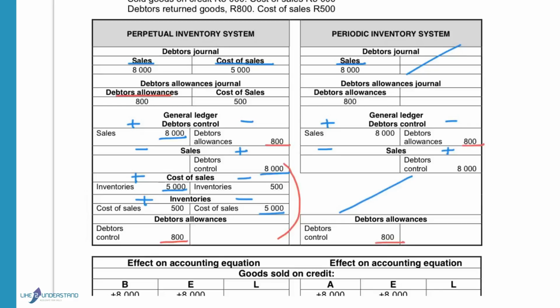to decrease the profits. In the perpetual system, you will complete a second double entry to indicate that inventory increases on the debit side because the inventory was returned, and you will credit your cost of sales account to decrease the expense for cost of sales. No entry in the periodic inventory system.